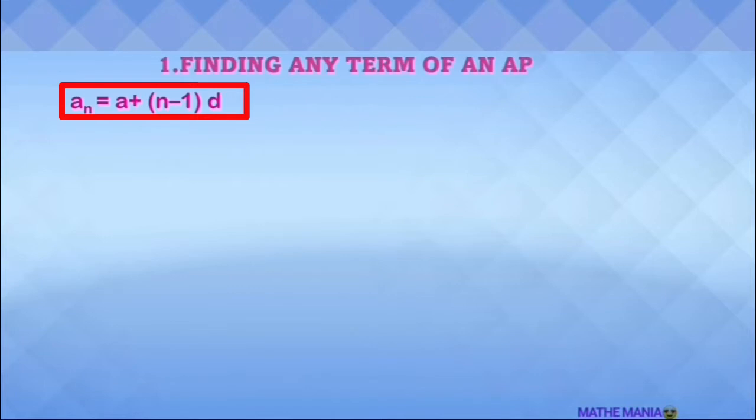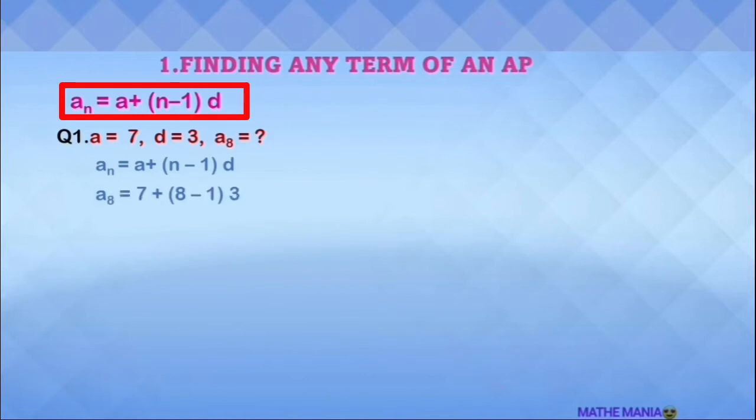The first type is finding any term of an AP. Let's take a simple example. Here we are given a, the first term, d, the common difference, and we have to find a8, that is the 8th term of the AP. So we will put all these values in this formula. n minus 1 means 8 minus 1, that is 7, and 7 into 3 is equal to 21. So we find that a8 is equal to 28. So this is just a simple application of the formula.